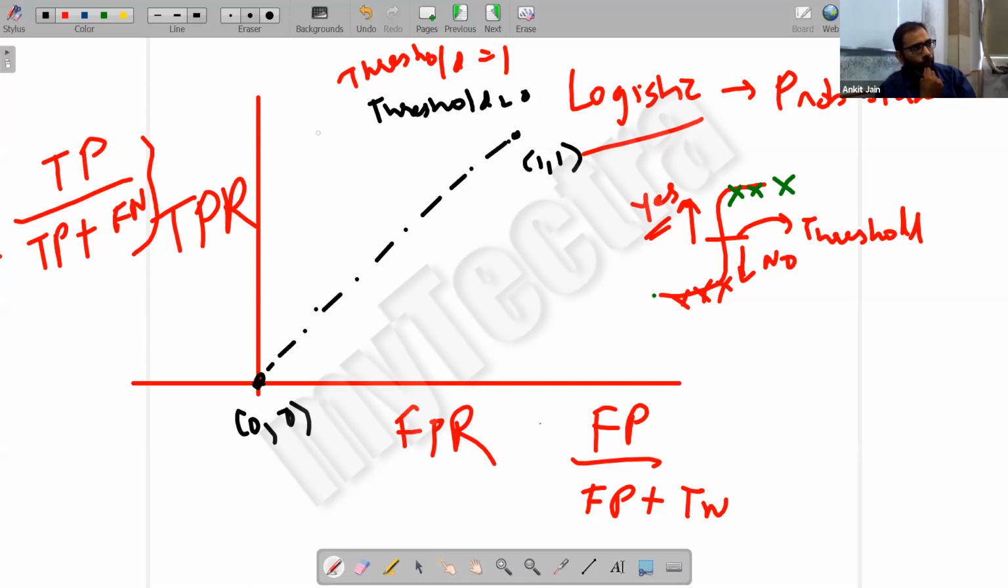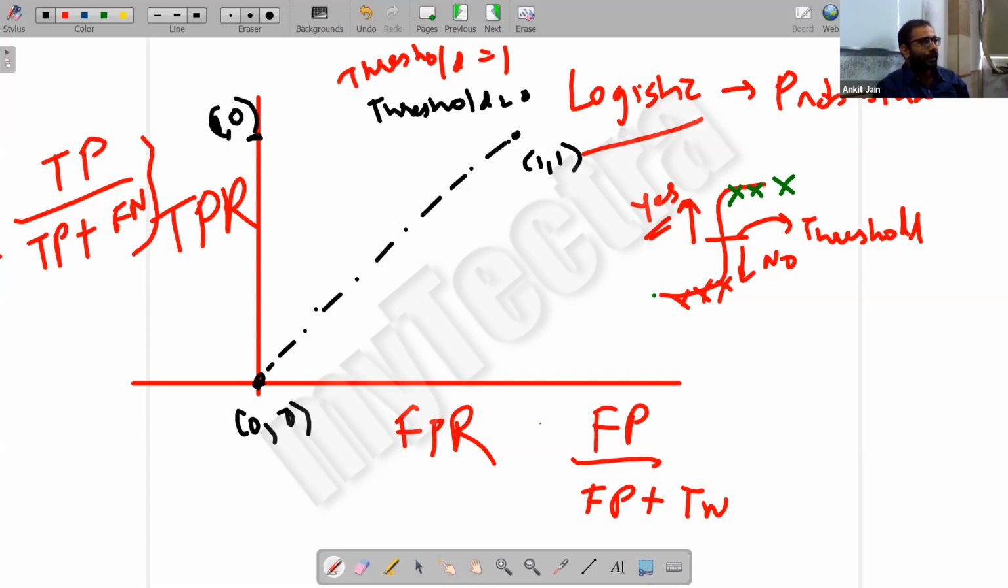In your model, would you want your false positive to be very high? False positive should never be there. Ideally, you would want it to be 0, right? So ideally, you would want your true positive to be 1, but your false positive to be 0. This is the ideal point.